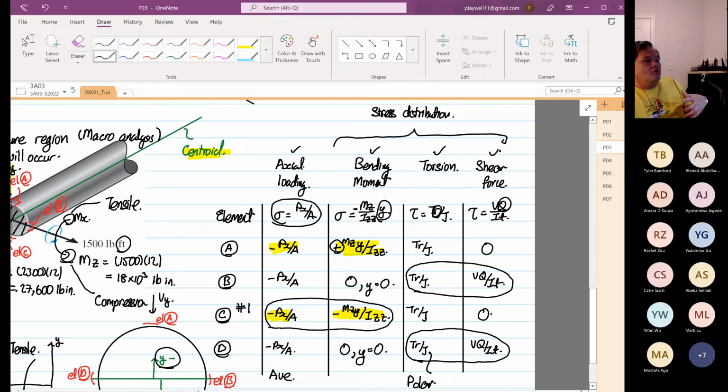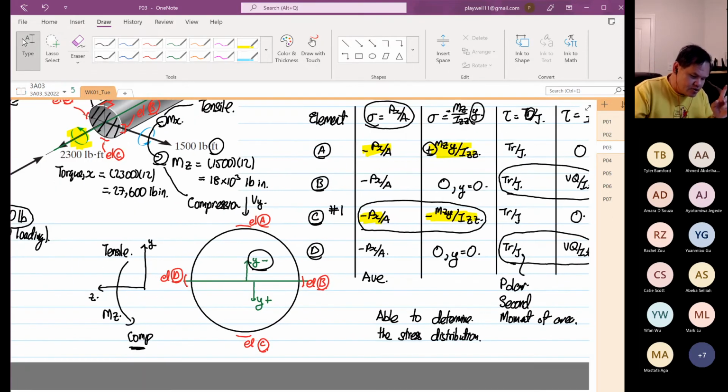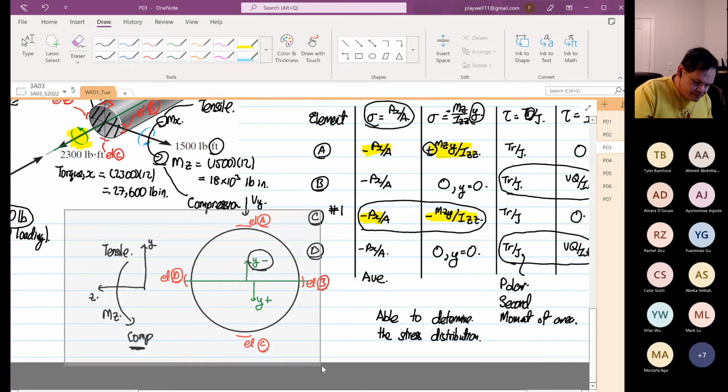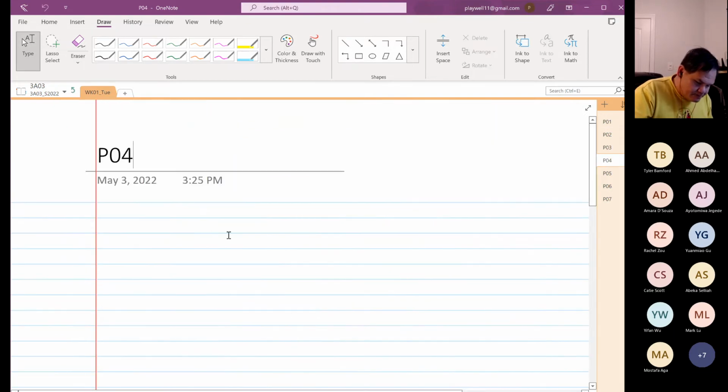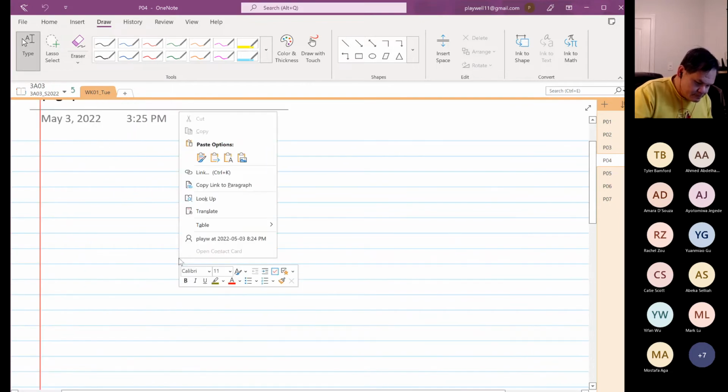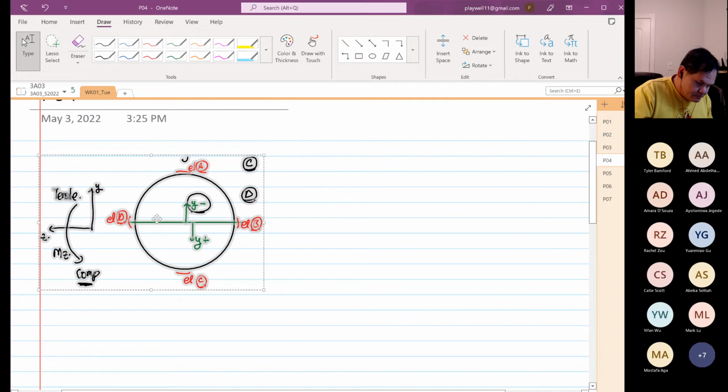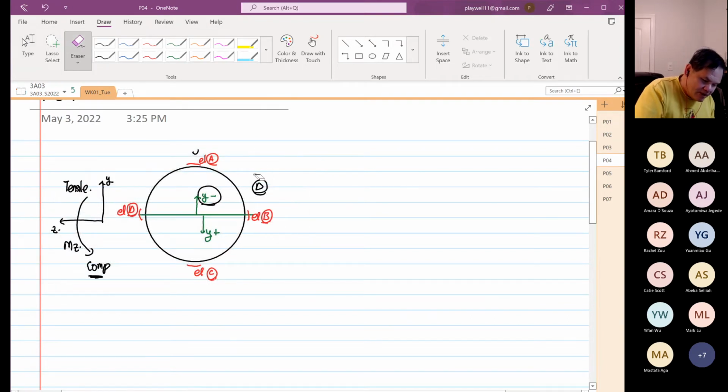Now, what do I mean by that? On the next slide, we are going to sketch an intelligent guess on how the stress field will distribute. So I'm going to copy this diagram. Okay, so we're going to look at the formulas now.